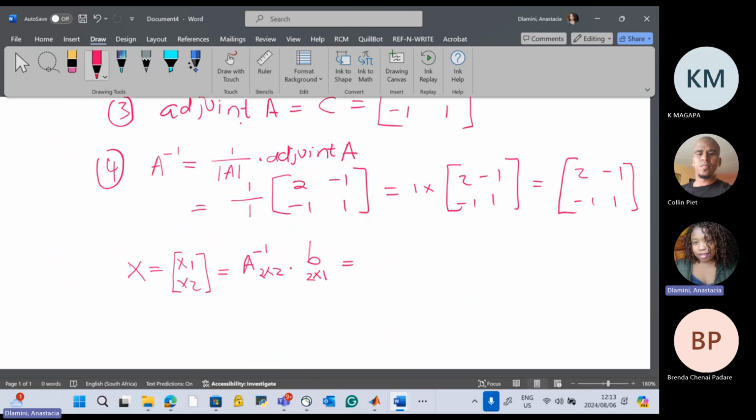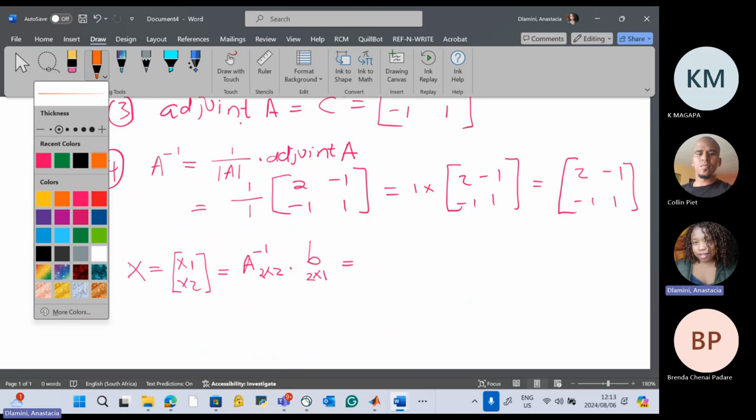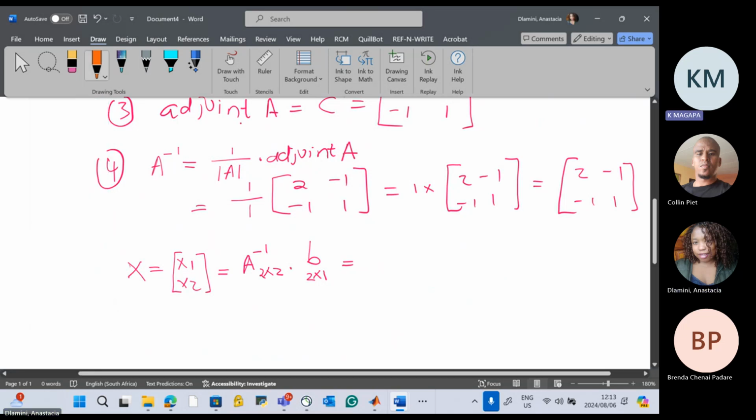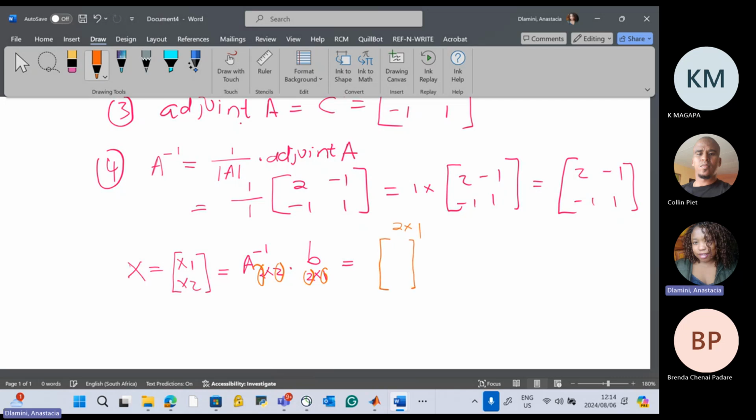Can someone tell me, is matrix multiplication satisfied here? Yes, ma'am. Why? The inside values are the same, the 2 and the 2. Thank you. The inner dimensions are the same. So what's the dimension of the answer? 2 by 1. Thank you. So meaning it will be 2 rows and 1 column, like a column vector. All right. Now, that's what we are expecting.